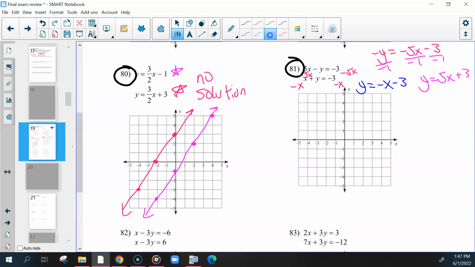These two lines have different slopes, different y-intercepts, so they're not going to overlap, and they're not going to never intersect. So this equation, we would start at positive 3. Our slope is 5, so we can go up 5 to the right one, or down 5 to the left one.